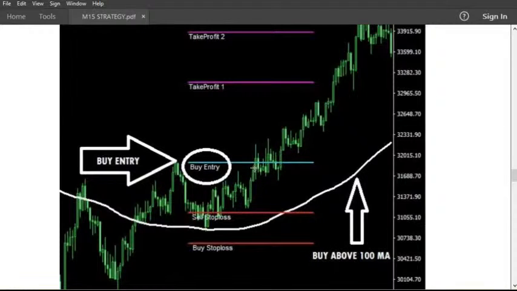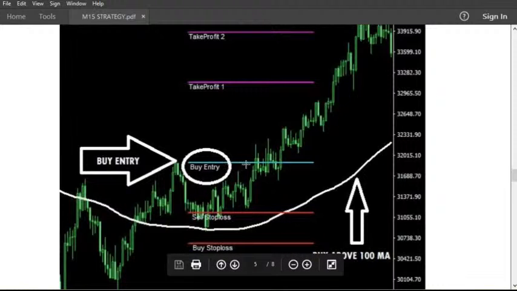You see the price went up, the candles went up, triggered that level. That indicated to you that this is the time that you need to buy this market. So all the conditions were met. Price is above the 100 period moving average, buy triggered was hit, and then there you take the buy, and you put your stop loss where it says buy stop loss.